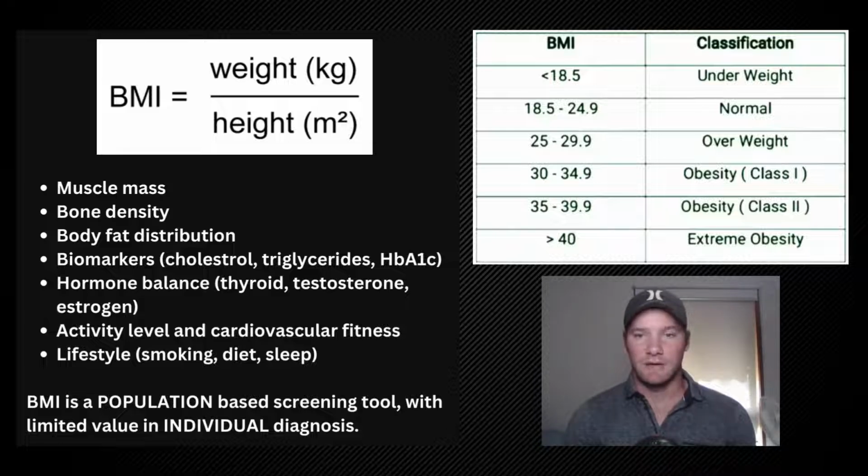So 18.5 or less is underweight. 18.5 to 24.9 is considered normal, healthy weight range. 25 to 29.9 is overweight. 30 to 34.9 is classed as obesity class 1. 35 to 39.9 is obesity class 2, and then anything over 40 is considered extreme obesity.